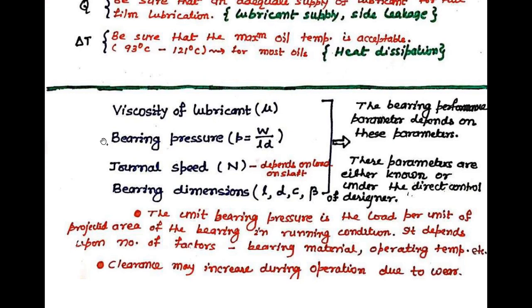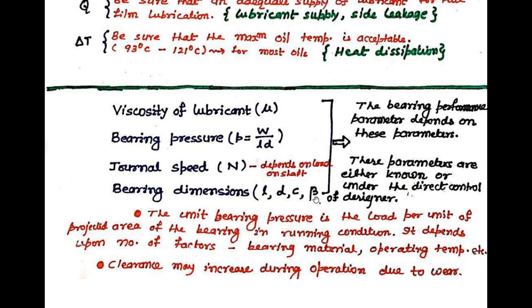The next set of variables is viscosity of lubricant, mu. Bearing pressure, P. You know that P is the W upon projected area, LD, where L is the length of bearing and D is the diameter of journal or bearing. Because clearance is very small, the diameter of journal and diameter of bearing can be taken as equal. N is the journal speed, journal RPM, N. Bearing dimensions, that is L, D, clearance C, beta.